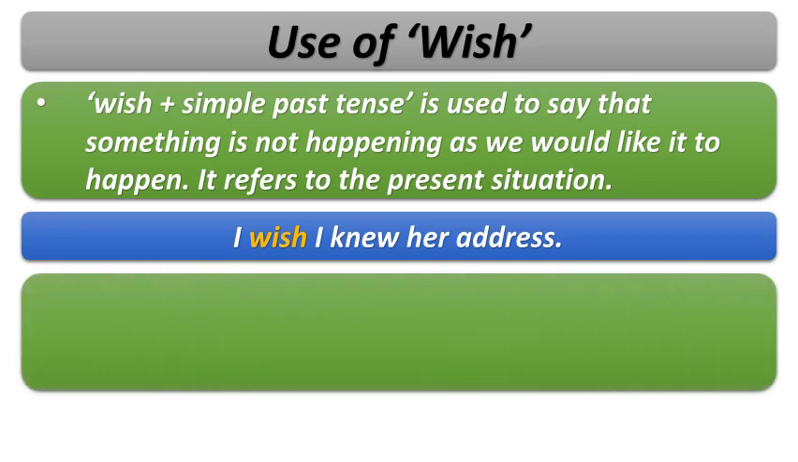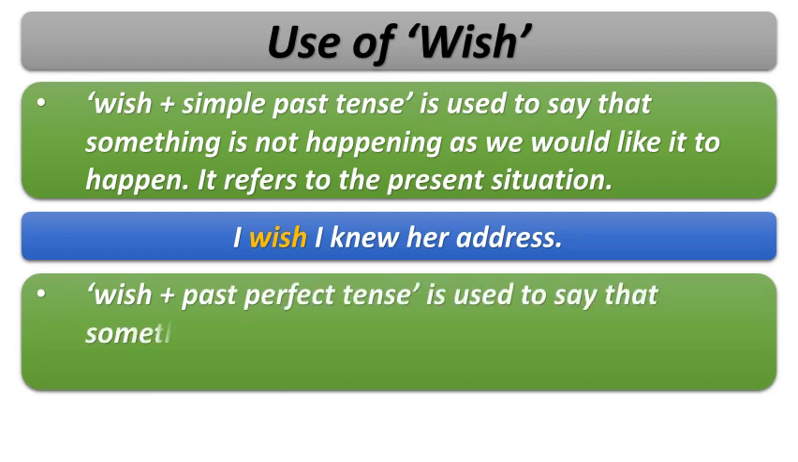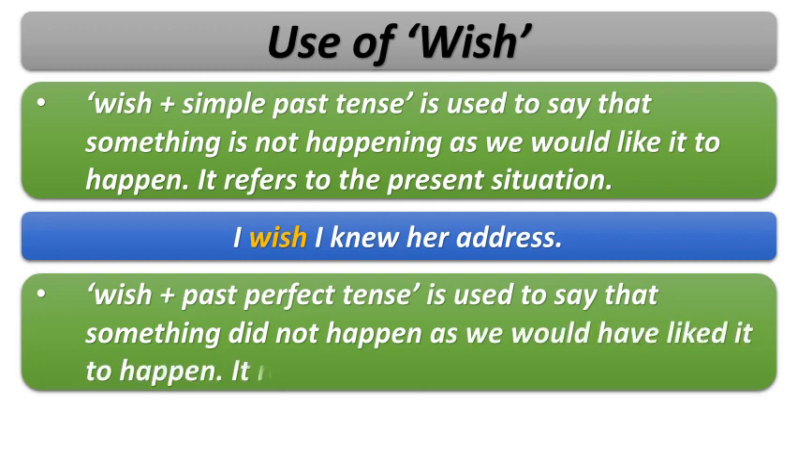Number 2 uses. Wish plus past perfect tense, that is subject plus had plus third form of the verb plus object, is used to say that something did not happen as we would have liked it to happen. It refers to the past situation. Or we can say that we use wish plus past perfect tense when we talk about the past.